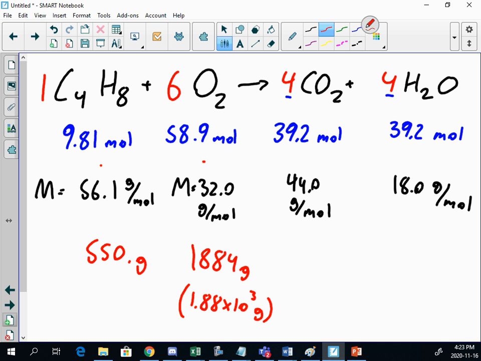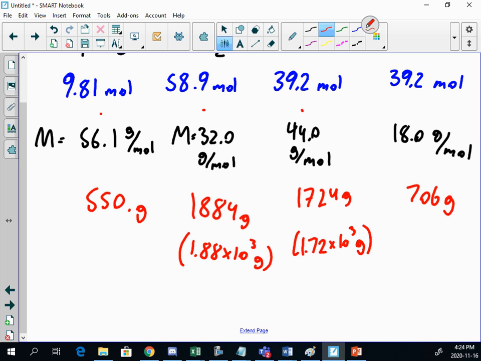Carbon dioxide, we multiply through 39.2 moles at 44 grams per mole. We get 1,724 grams. Although again, you might want to write 1.72 times 10 to the third grams. And then finally, our water works out to 706 grams of water. You might be off by a digit or 2 here or there. That's how this whole thing works.